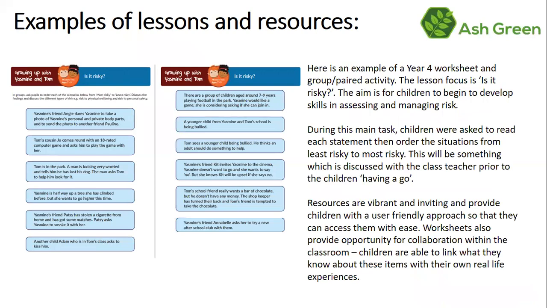This is an example of a Year 4 worksheet then, and this was a group activity that we did. The focus for this lesson was, is it risky? So the aim was for children to begin to develop skills in assessing and managing different risks. During the main task, children were asked to read each statement, then order the situations from least risky to most risky. This is something that we did beforehand, and then the children had to go. And there were lots and lots of fab ideas, lots of people thinking different things. So it's really nice to have that dialogue going.